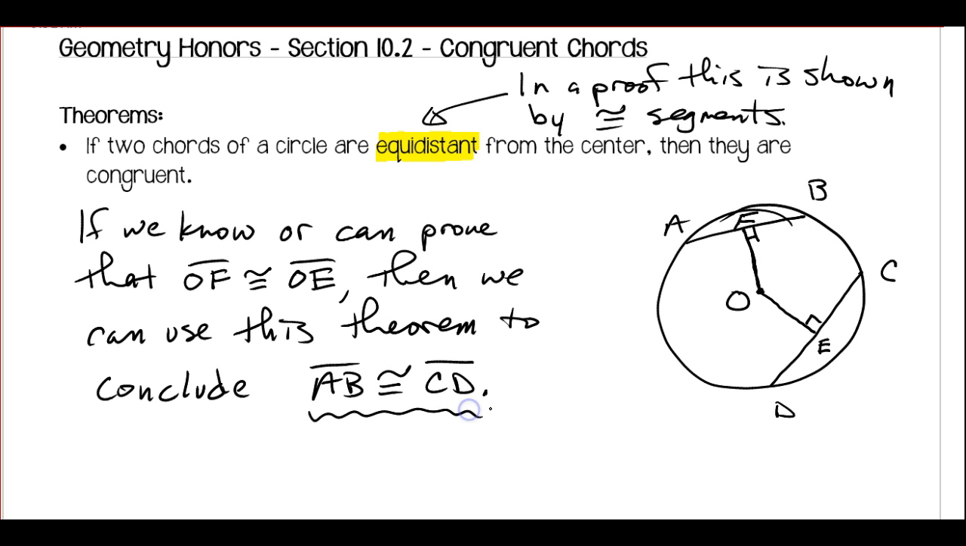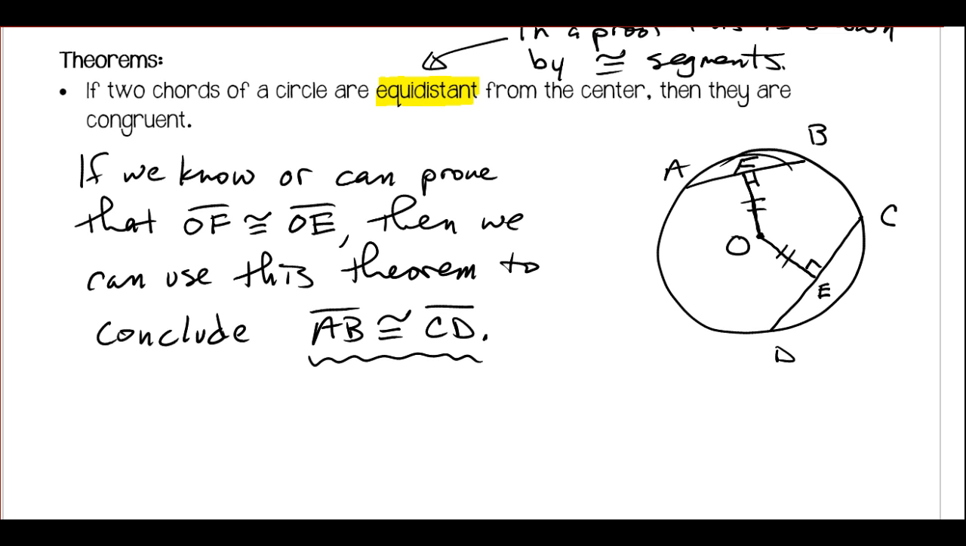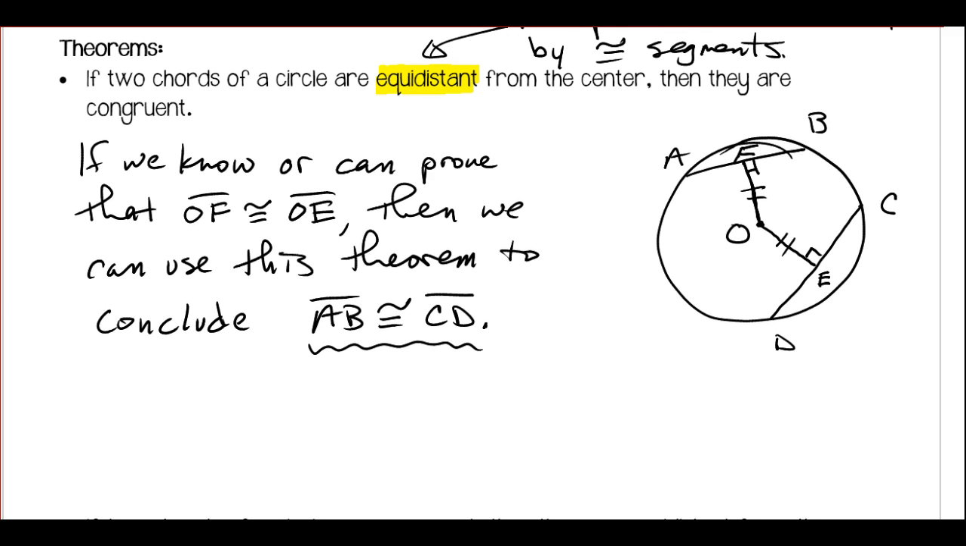So these are our chords right here. Okay, two chords of a circle are equidistant from the center. That's OF congruent to OE. Then we can prove that the chords are congruent. You're going to be using these a lot in proofs and in algebra problems. So again, if you have any questions, make sure you write them down so you don't forget to ask. Or if you're watching the video in class, go ahead and ask me right away.